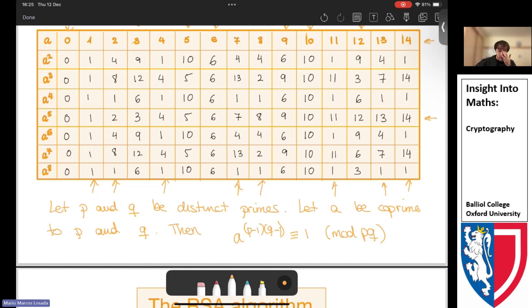And so in the example that we had below, P was 3, Q was 5, P minus 1 is 2, Q minus 1 is 4, and 2 times 4 is 8. Surprise, surprise, that's why I chose 8.